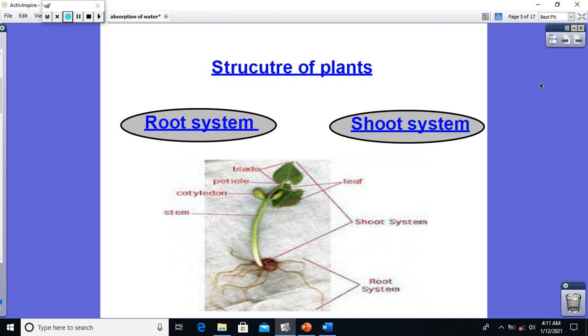Primary 6, plants are divided into two systems: the root system and the shoot system. The root system contains the root of the plant, while the shoot system contains the stem and leaf of the plant.